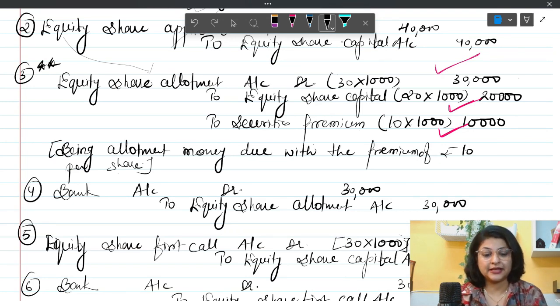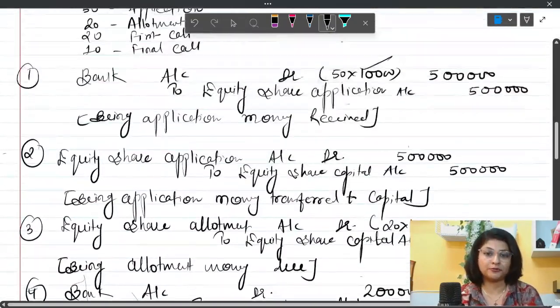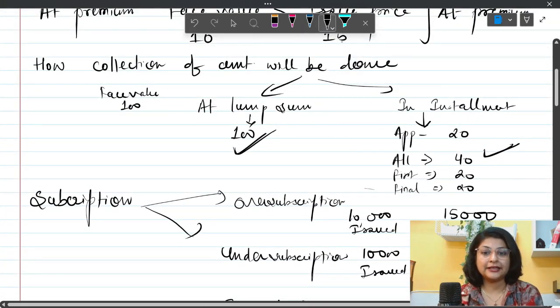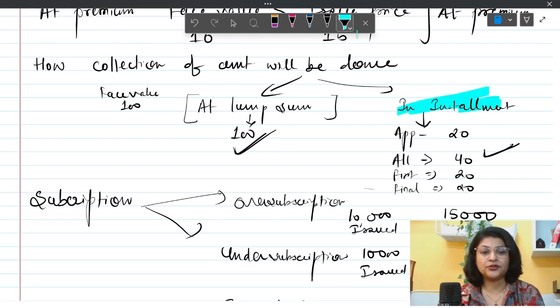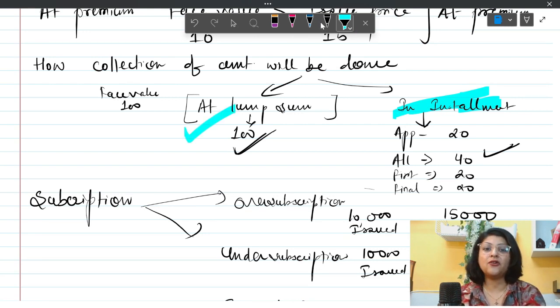Remember in the previous class what I had taught you, that when a company takes money from the public, it has two options: taking the money in lump sum, which I had explained in the previous class, or taking the money in installments. Installments we have dealt with in both cases, whether the company is issuing shares at a premium or at par. This part we are going to do just now: how to pass the journal entries when the company is issuing shares at par and taking the entire amount in one go, or when the company is issuing shares at a premium and taking the entire amount in one go.